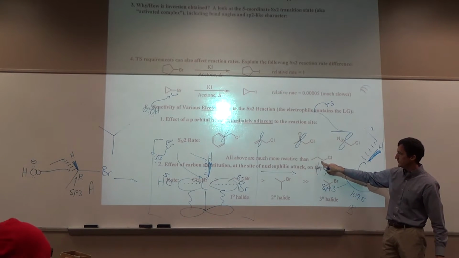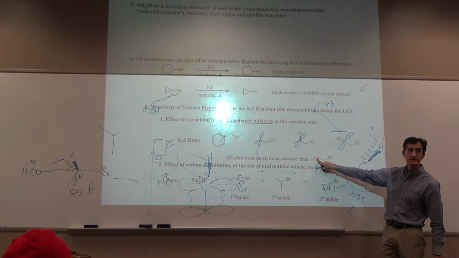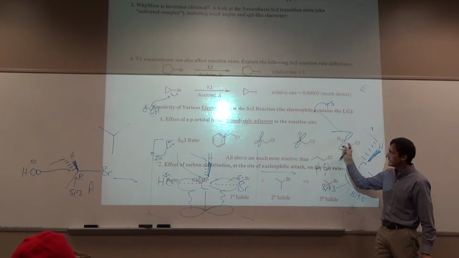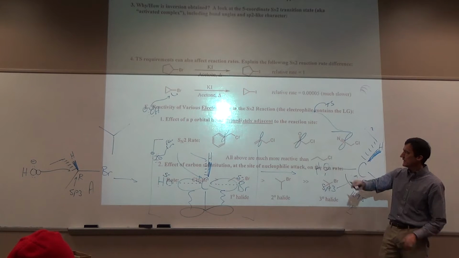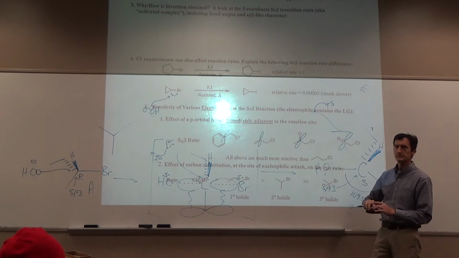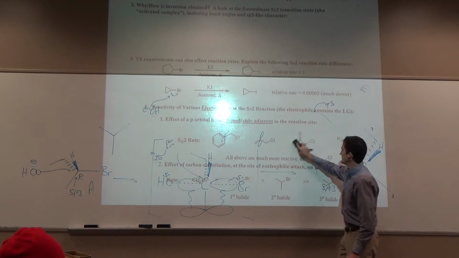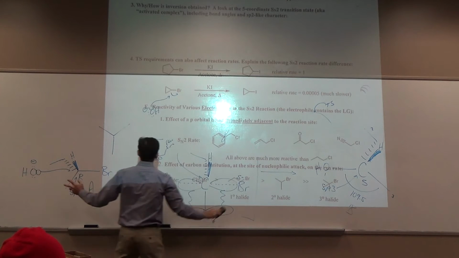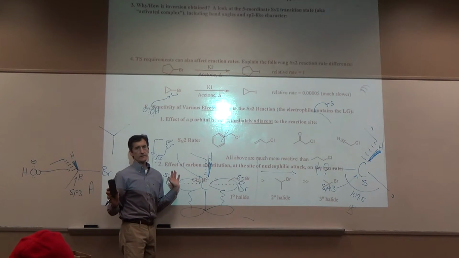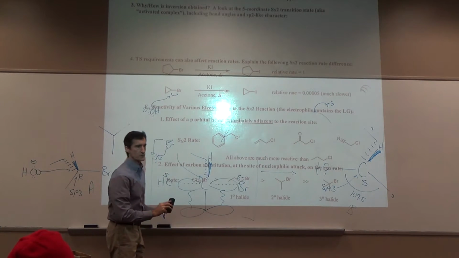Does this guy have a p orbital next door? No. It doesn't have that extra stabilization in the transition state. These actually are so reactive they tend to be toxic. All 4 of these are quite toxic. Because they get in your body and the nucleophiles in your body, boom, transition state, very easy to achieve. Substitution.